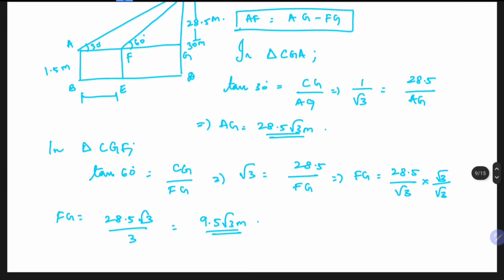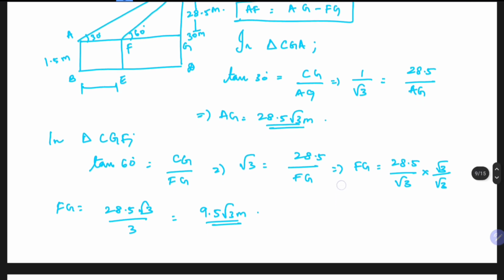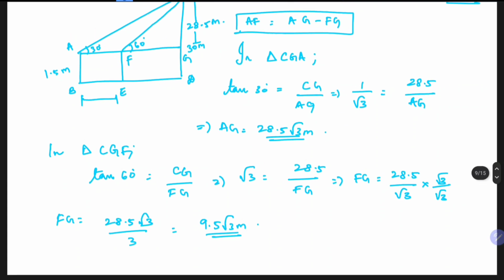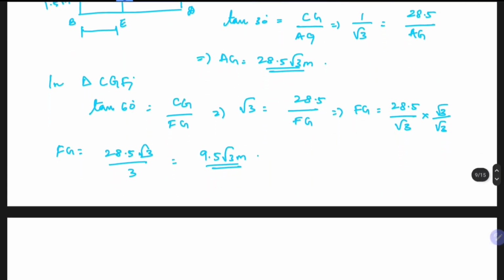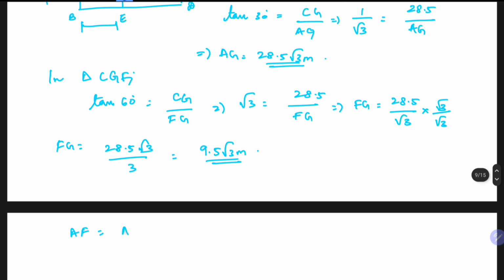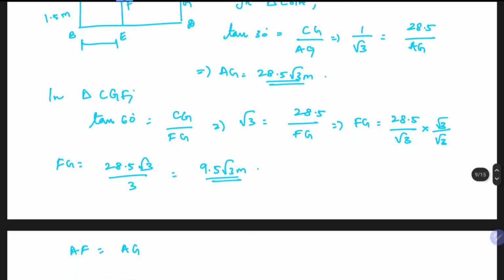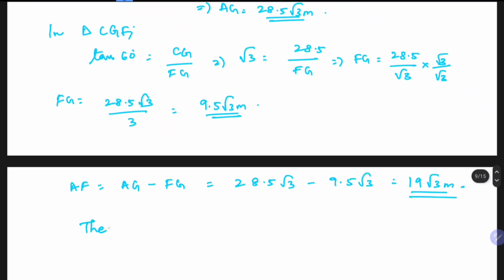So the distance he walked is AF, that is BE. We can get it by substituting the values in our equation 1. AF is equal to AG minus FG, which is equal to 28.5 root 3 minus 9.5 root 3, which gives us 19 root 3 meters. Therefore, the distance he has walked towards the building is 19 root 3 meters.